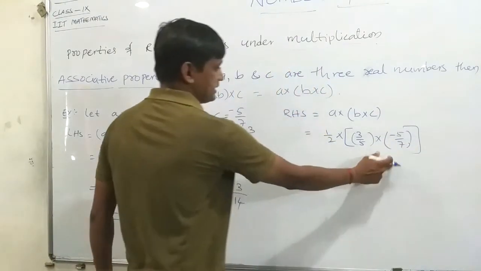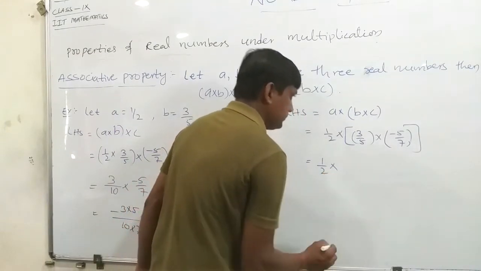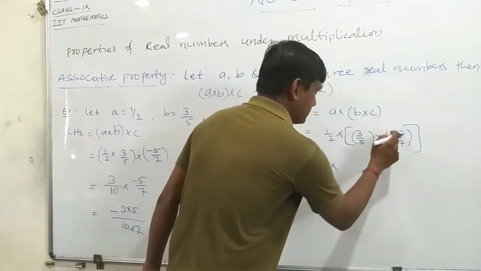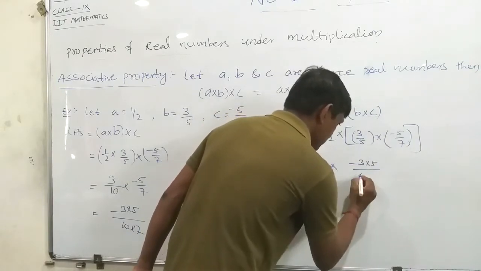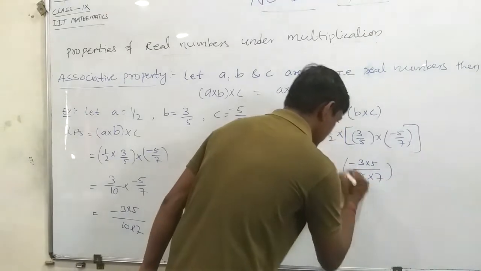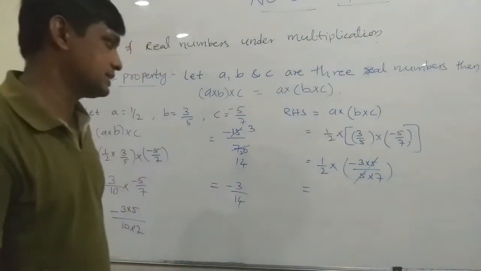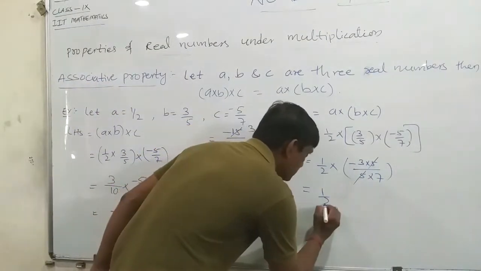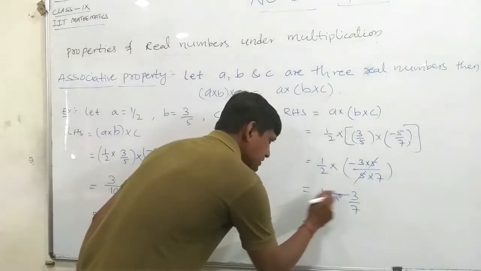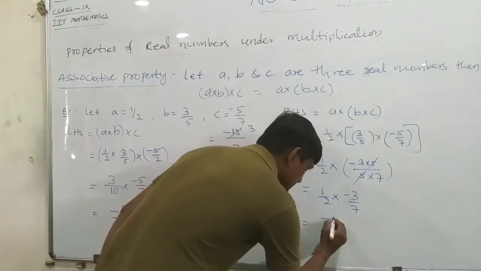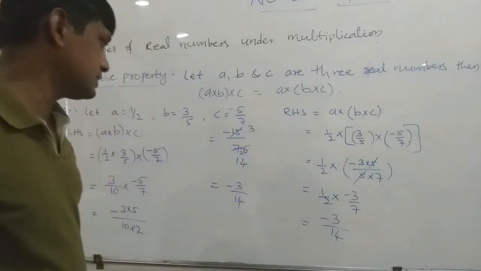Now first I am going to simplify these square brackets. That's equal to 1 by 2 into plus into minus is minus 3 into 5 by 5 into 7. So your denominator 5 is there, numerator 5 is there. They are going to be cancelled. The value is 1 by 2 into minus 3 by 7. Now plus into minus is minus 1 into 3 is 3 by 2 into 7 is 14. Now the RHS value is minus 3 by 14.